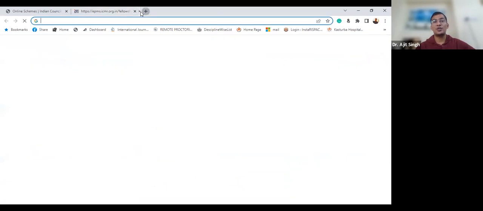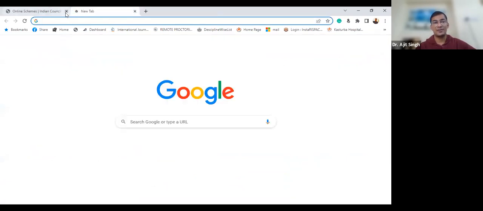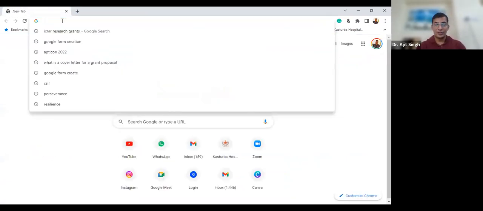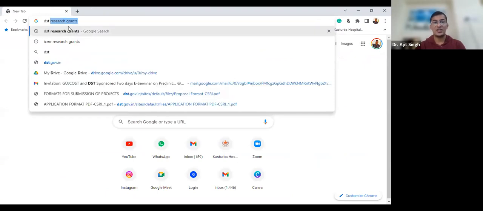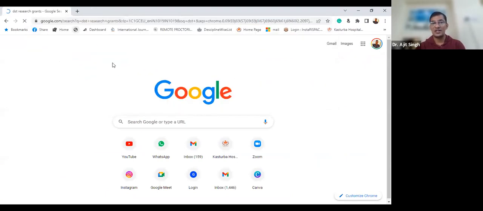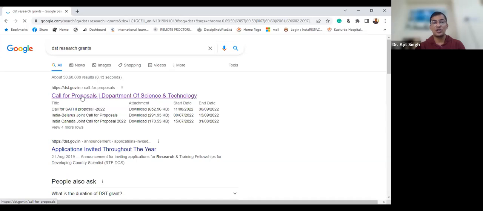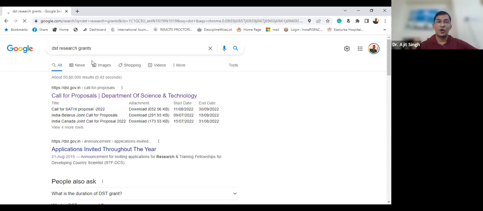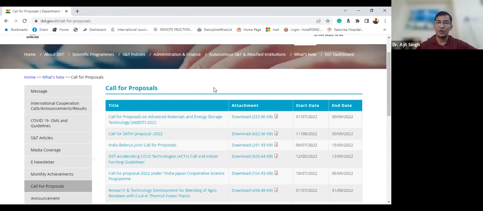Similarly, if you want to go to the DST website, okay, this is like the DST research grants. Just search DST research grants and go to dst.gov.in. Okay, here, call for proposals. Okay, there is a section, call for proposals. It actually comes on the dashboard only. So these are the openings.